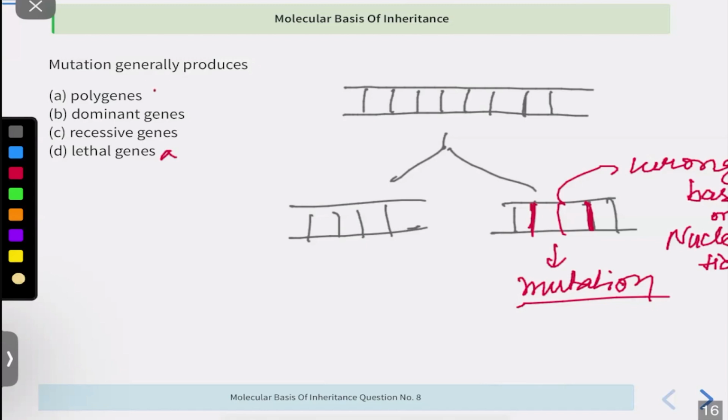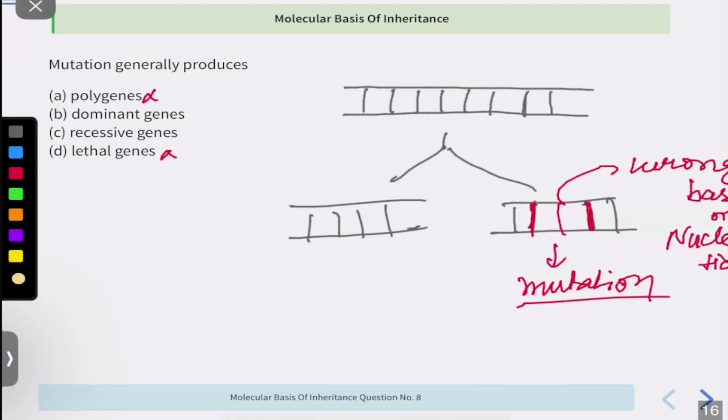Again, polygenes also, you cannot split genes that easily just by a mutation. You need evolution to occur to split genes and turn them into polygenes. Polygenes should not be the answer. Dominant genes or recessive genes. Now, again, if the gene is dominant, it will show its effect. And if it is recessive, it will not be showing its effect. Got it?